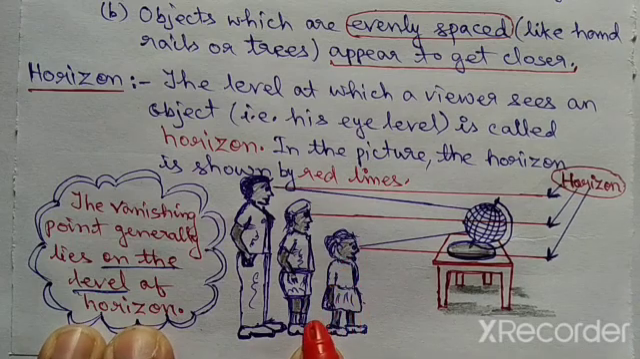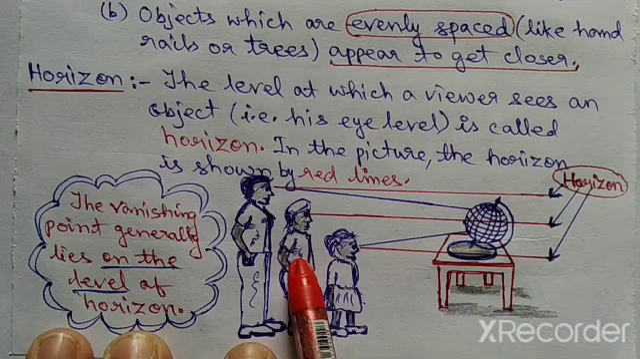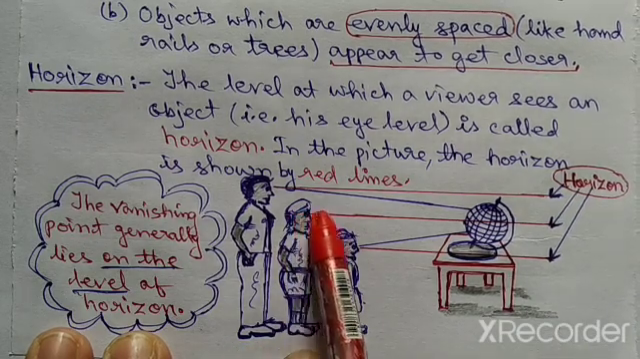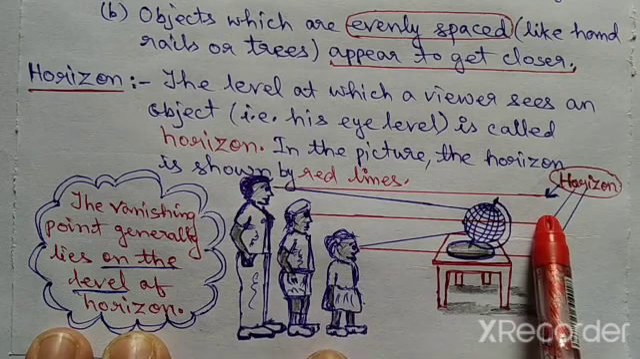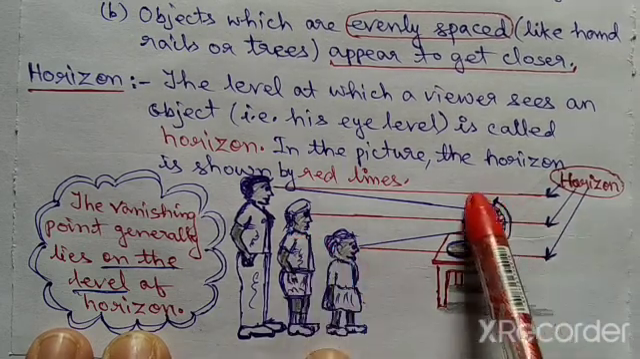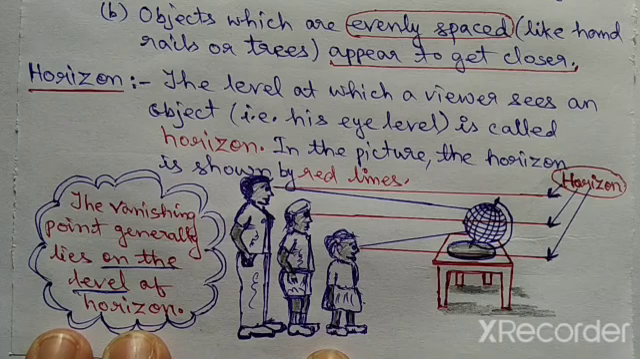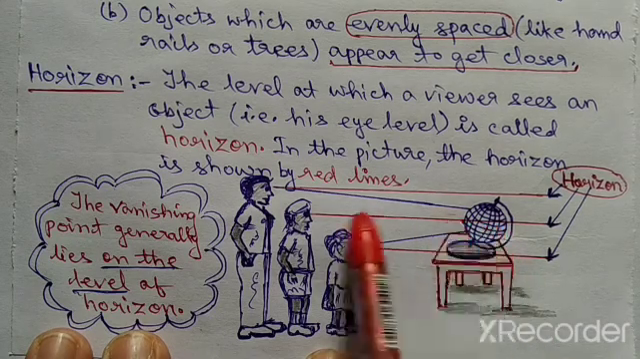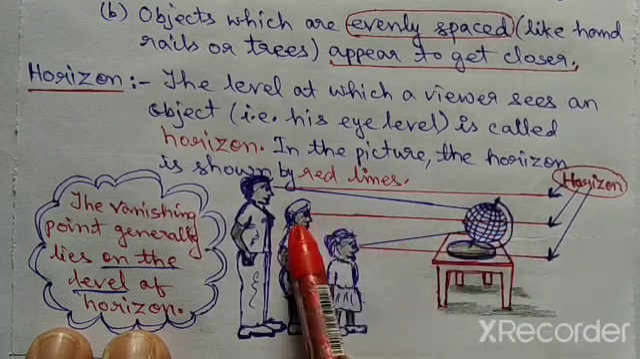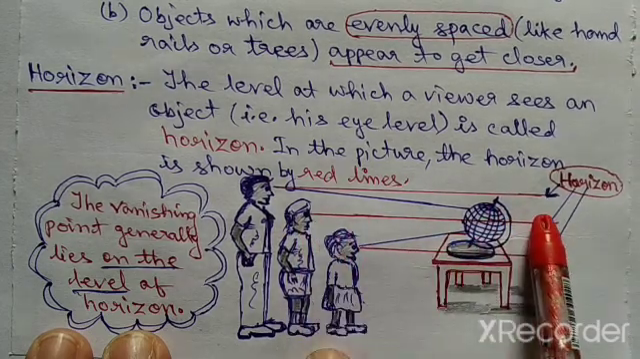Okay, now in the second case, just see, for the case of the boy, the level of horizon passes through the globe, it means that the boy will see the maximum part of the globe. Okay children, we will be able to see the maximum part of the object if the object is on the level of the horizon, because for this boy this globe is on the level of the horizon.